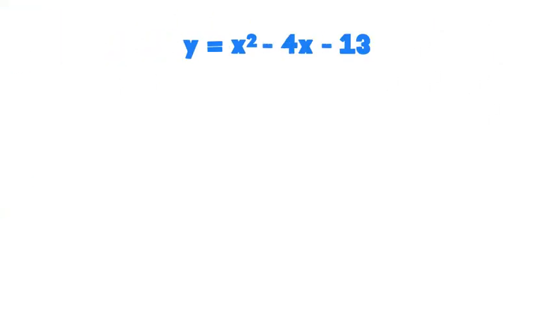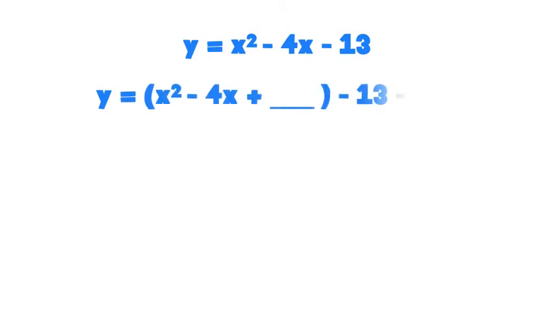Now, I always say that it's easiest when your a is 1. So in this case, I just have an imaginary 1, x squared. So my a is 1. This is going to be a little bit easier than if a was not 1. The first thing that you want to do is add a blank after your b term and then subtract a blank after your c term.